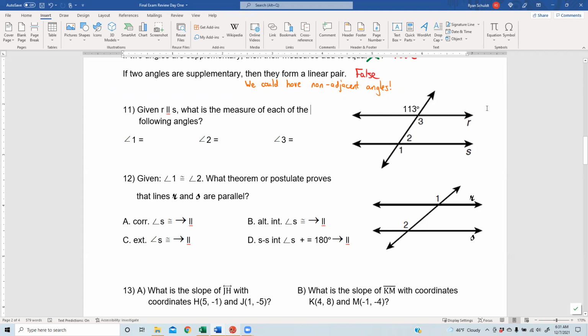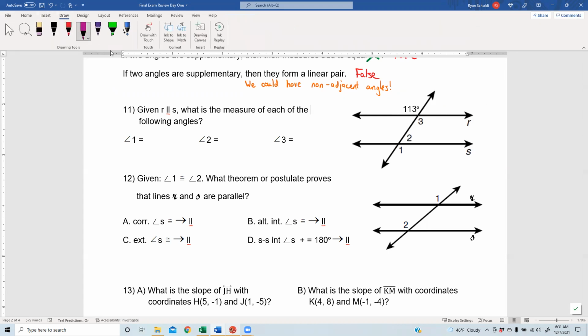Okay, so which other angles then have to be 113 degrees? Well, this is an obtuse angle, so it's got to be 113. This is an obtuse angle, it has to be 113. This one's got to be 113. There's our obtuse angles. To get the acute, you subtract from 180. So 180 minus 113 is going to give you 67 degrees. So these others have to be 67 degrees.